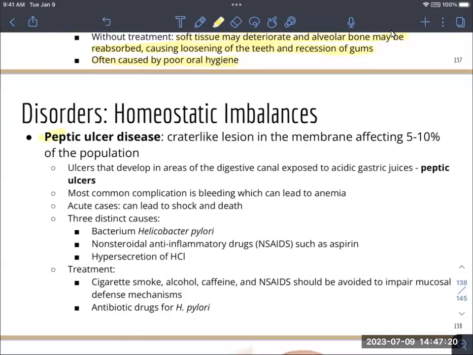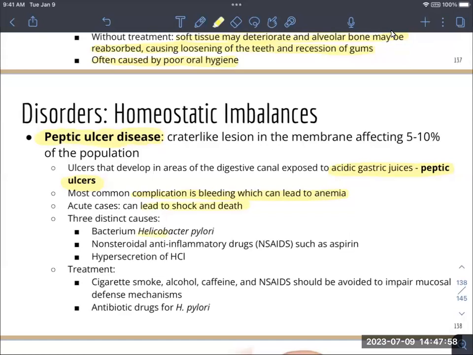Peptic ulcers. I had mentioned peptic ulcers as holes. So they are openings or holes in the stomach, or the duodenum, which are the two main places where they tend to form. It's because of the acidic gastric juices that cause these peptic ulcers. One of the main complications is bleeding, which leads to anemia. It can also lead to shock and death.